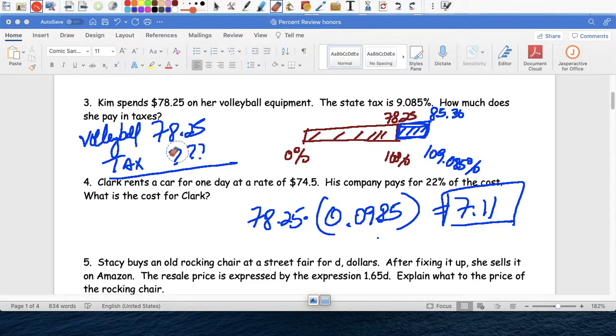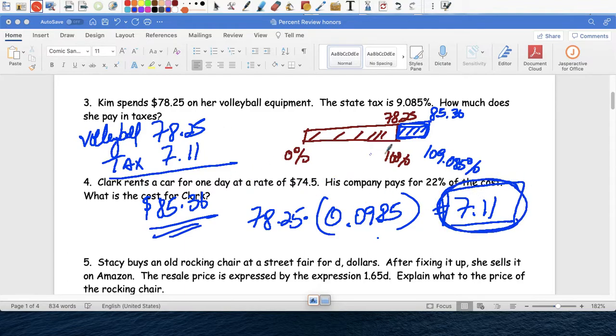Okay, so now that we have our tax, 7.11. And you notice that when we add 25 and 11 is 36, and this is 85, we get the exact same price. But the answer to this question, they just want to know what the tax is. They don't want to know what the total is. How much was she charging in taxes? And the answer is $7.11.